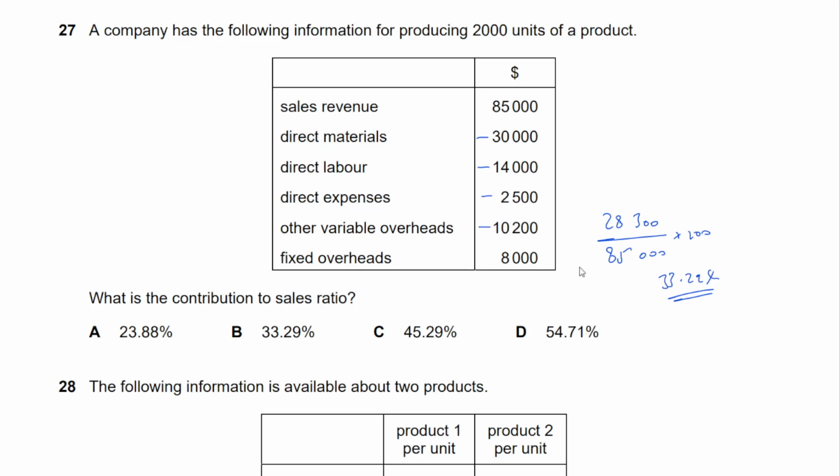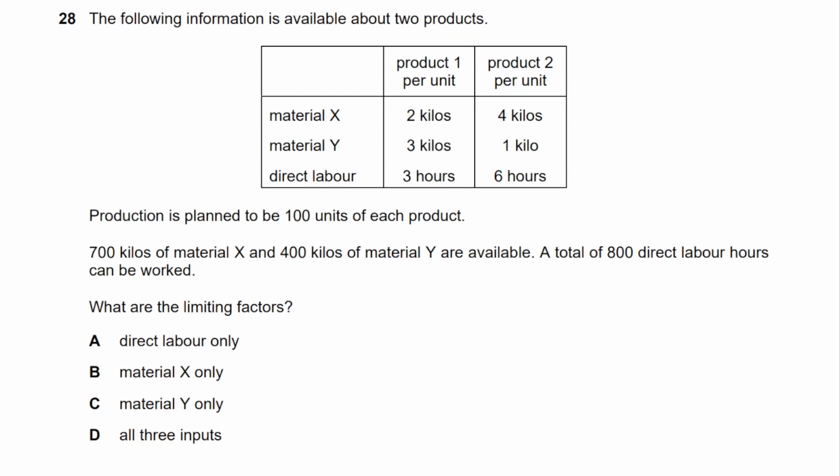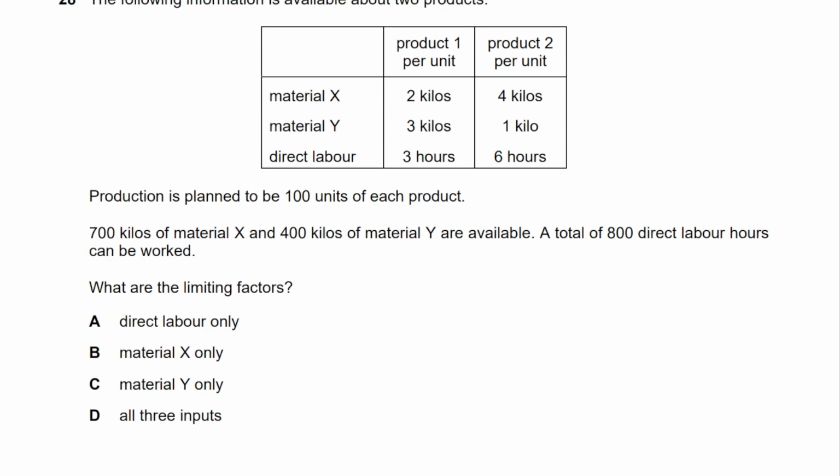And that's our contribution to sales ratio. The following information is available about two products, product 1 per unit, product 2 per unit. Product 1 requires material X, material Y, and some direct labor. Production is planned to be 100 units of each product. 700 kilos of material X and 400 kilos of material Y are available. A total of 800 direct labor hours can be worked.